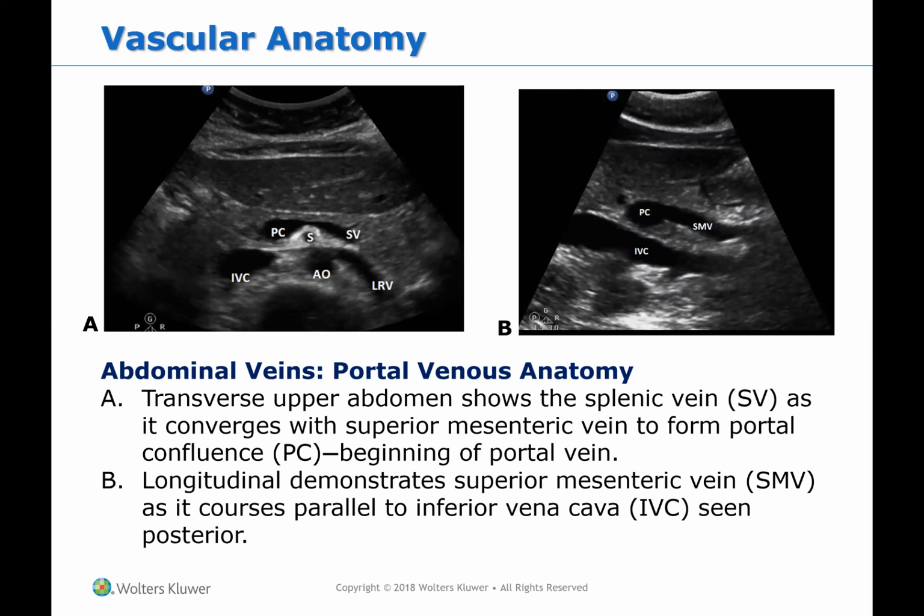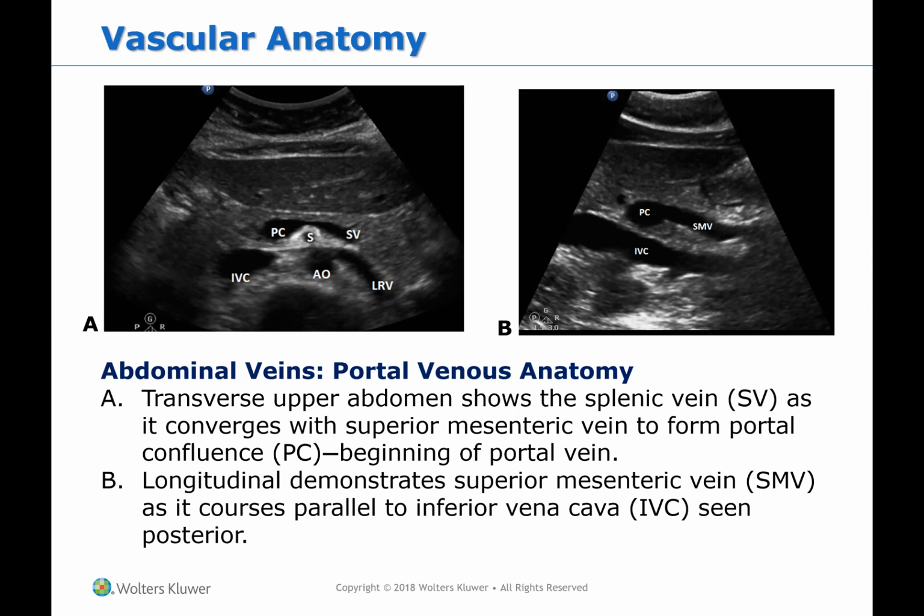So this is A, a transverse view of the portal system. This transverse sonogram through the upper abdomen shows the splenic vein, which is SV, as it converges with the superior mesenteric vein to form the portal confluence, which is PC. And that's the beginning of the portal vein that goes into the liver, which is super important.